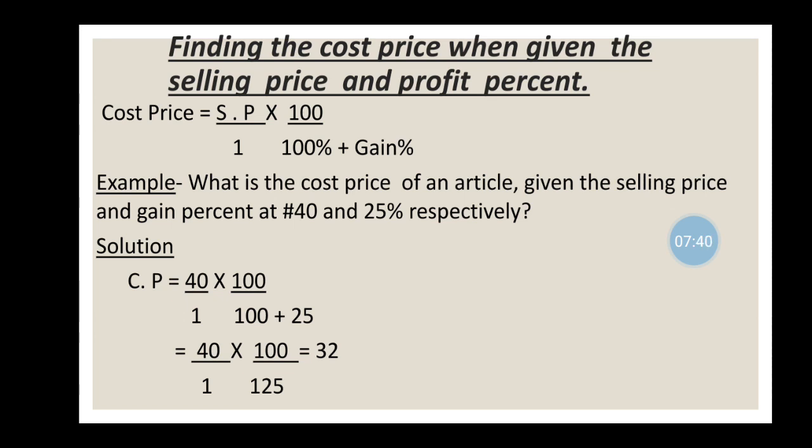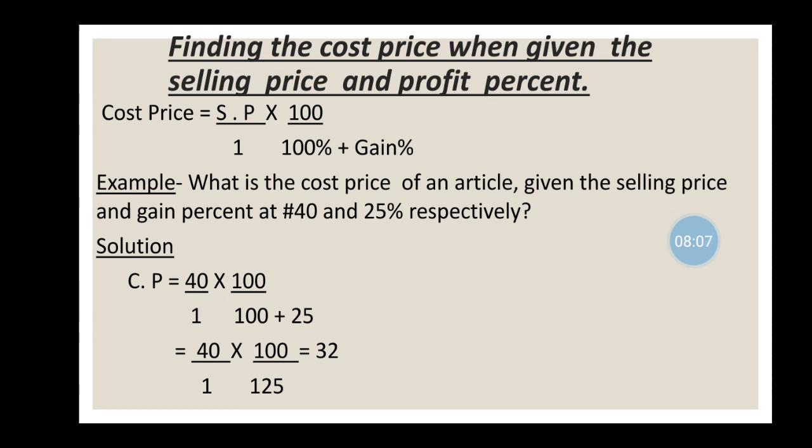What is the cost price of an article, given the selling price and gain percent as 40 naira and 25% respectively? Solution: CP equals 40 over 1 times 100 over 100 plus 25 percent.